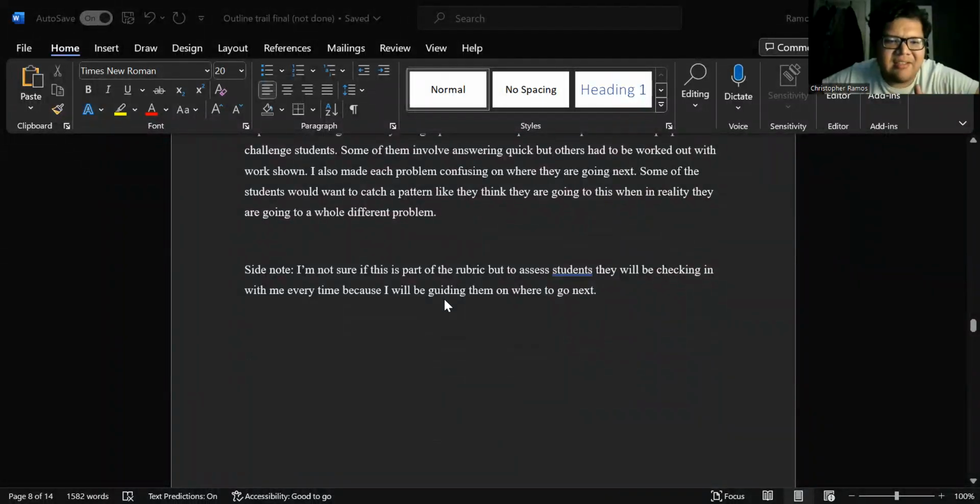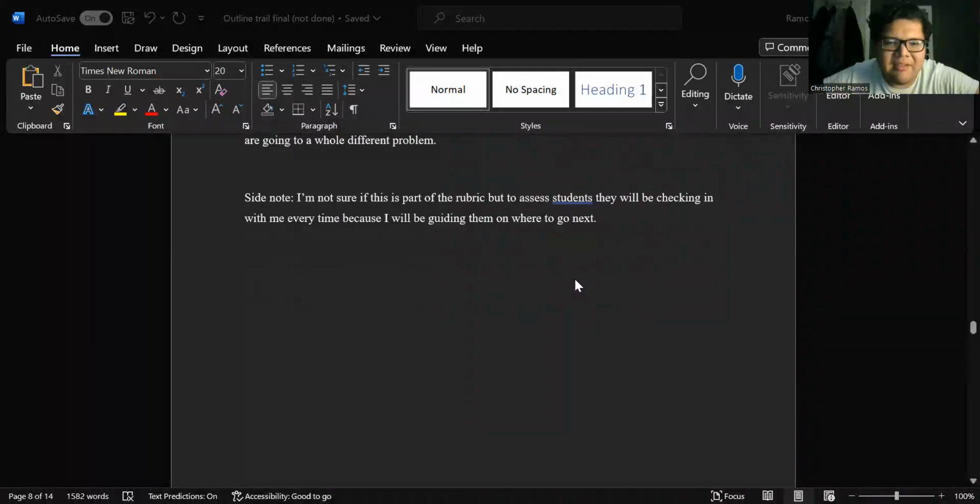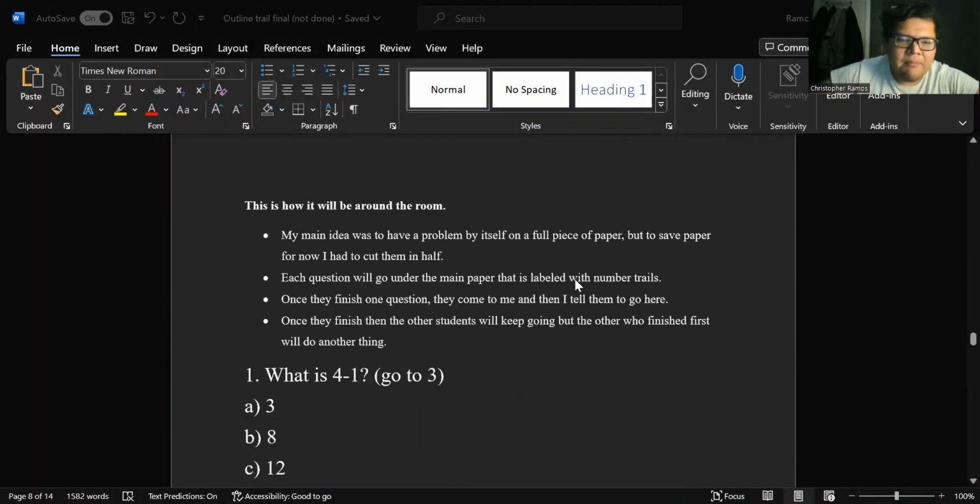And I wanted to add this side note because I'm not sure if this is part of the rubric, but the way I want to assess students is that they will be checking in with me every time, because I will be guiding them on where they need to go next. So I wanted to add this, and basically here's how I would go around the classroom.